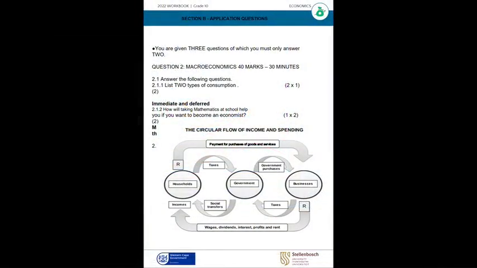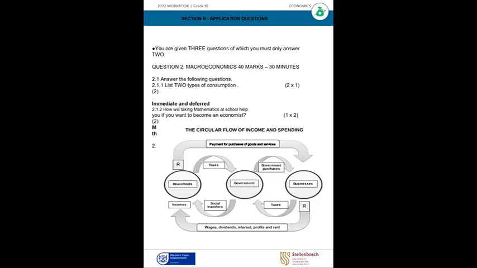Right, we're moving on now to section B. And remember, this is the choice section, right? This is where you must choose. So you are given 3 questions, of which you must only answer 2 of the 3, right? And the way I've set it up here is exactly the way it will be set up in your examinations and your tests, right? So you have your question 2, and they will tell you what it deals with, as well as the amount of marks and minutes, right?